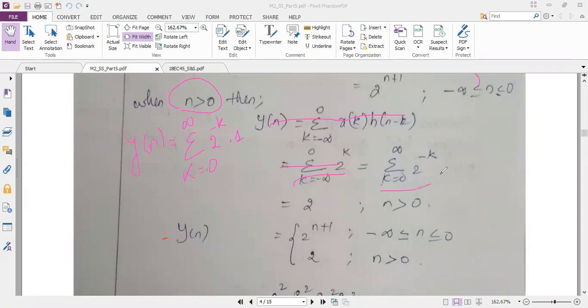So when we solve this, summation k equal to 0 to infinity 2 power minus k, we know how to solve it. In the previous problem also we have done the same. We will write it as 2 power minus 1 power k, so it is 1 by 2 power k, summation k equal to 0 to infinity. I know the formula to be applied: 1 divided by 1 minus alpha. So 1 minus half is half, and 1 by half becomes 2. So you see the output, I am just highlighting it. When n is greater than 0, the value is 2. So all of you understood this? Any confusions in this?